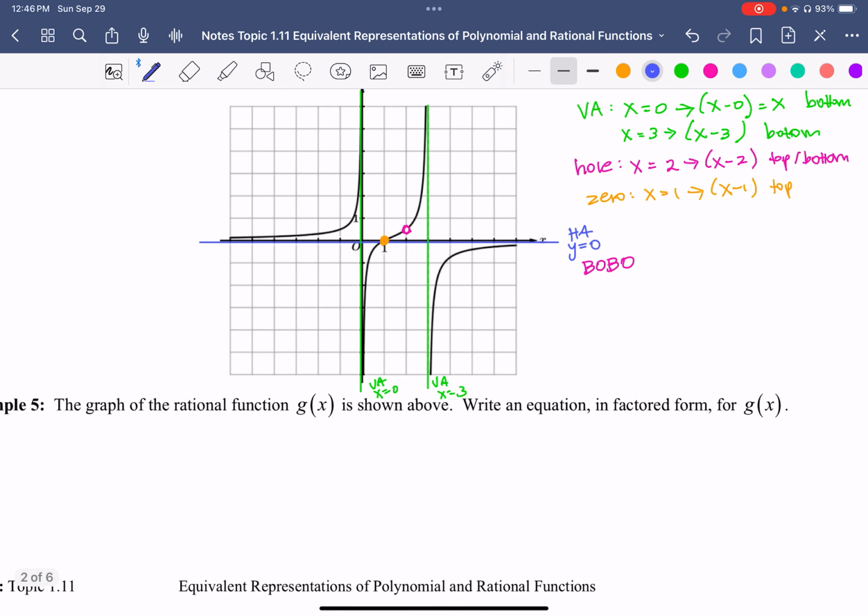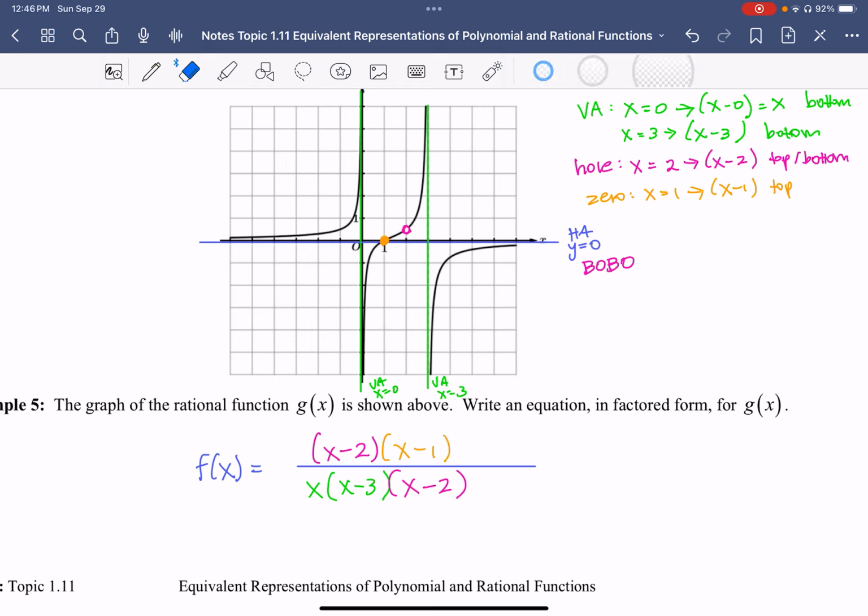So let's put the function together. f of x equals, start with your fraction bar. We said that we need to have x at the bottom by itself, and we also need to have x minus 3 in the bottom. We said that the hole is at x minus 2, which needs to appear in the top and the bottom, and the 0 at x minus 1 should only occur in the numerator. So this is the function that we have so far.